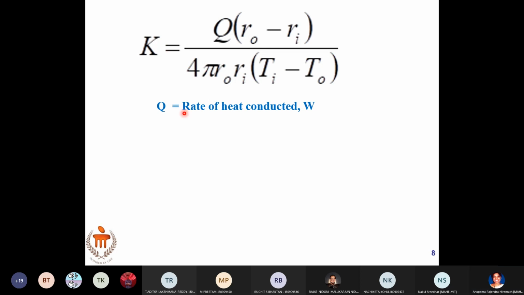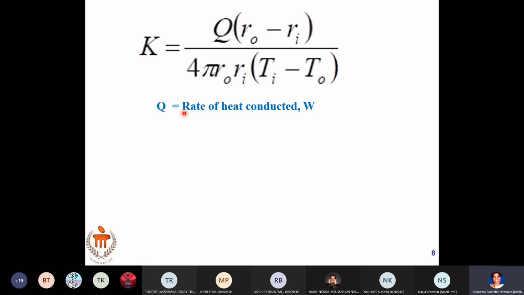Low. Thermal conductivity, should it be high or low? Low. Why? Because asbestos in itself is an insulating material, right? So that should be your inference.